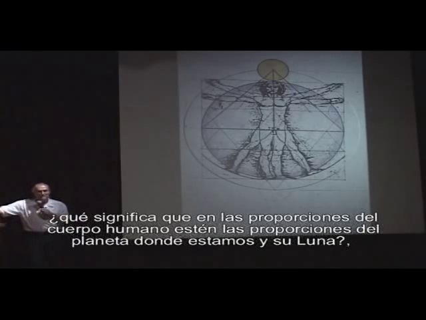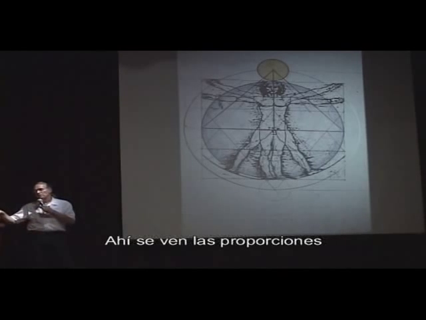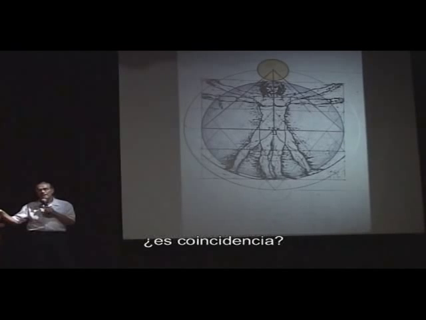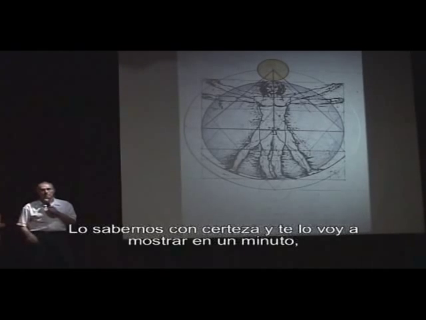What does it mean that in the proportions of the human body, the very planet that we're standing on and the moon that circles around it is in there, in the very proportions, predetermined? Is it just a coincidence or an accident? I don't think so. In fact, we know for sure because of what I'm about to show you in a minute.